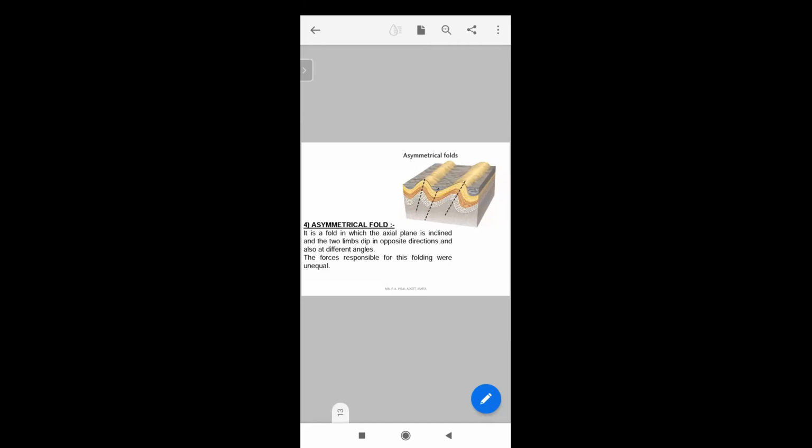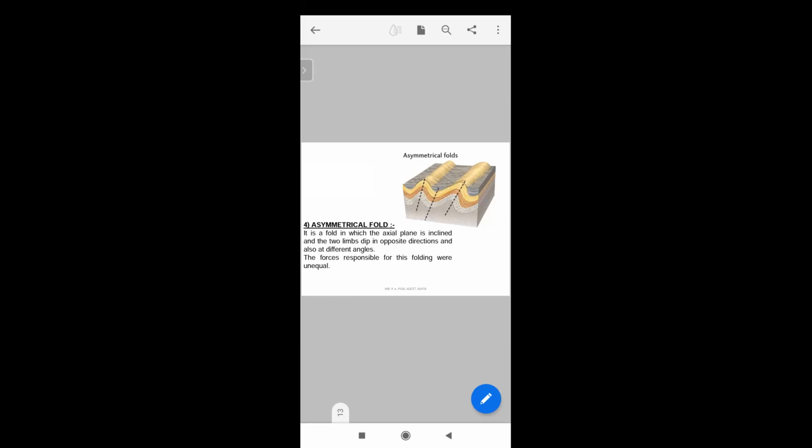Now in the diagram you can clearly see that the black lines indicate the axial planes and they are not vertical, they are inclined. Okay, and what is another thing regarding the asymmetrical fold? The two limbs dip in opposite direction, okay, like the symmetrical fold, opposite direction is there, but the angle of inclination is different. Okay, asymmetrical आणि सिमेट्रिकलमध्ये डिफरन्स काय असतो की सिमेट्रिकल फोल्डमध्ये the angle of dip is same. Here in the asymmetrical fold the angle of dip is different.